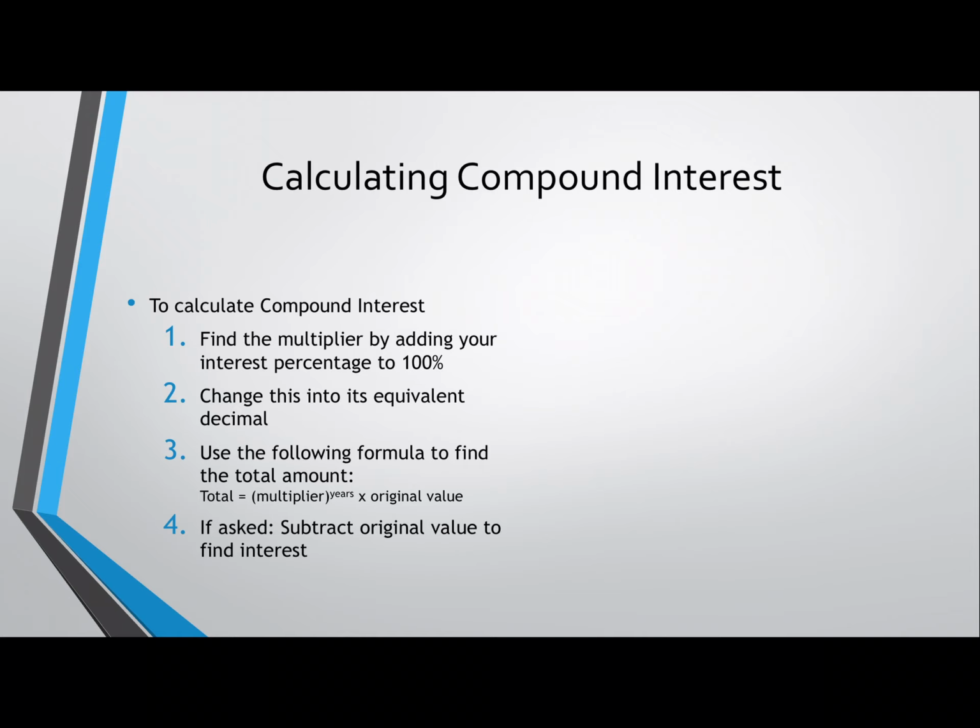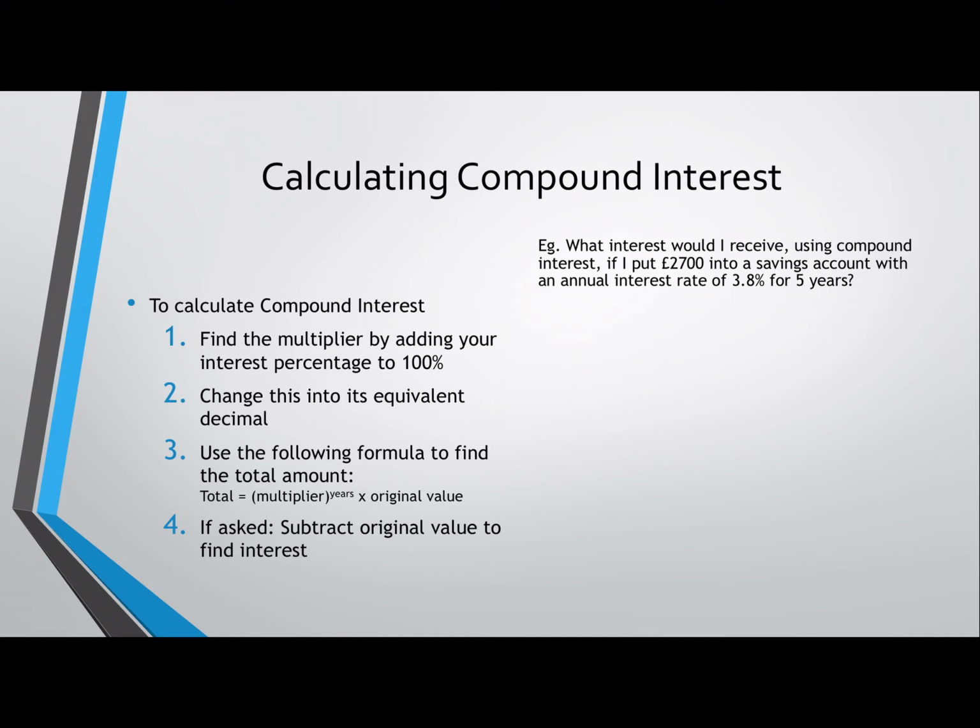Because quite often it'll just say what's the final value, not what interest do you get. But sometimes it will ask about the interest, so you need to make sure you're doing that last step if the question asks for it. So here we go, we've got an example. What interest would I receive using compound interest if I put £2,700 into a savings account with an annual interest rate of 3.8% for 5 years?